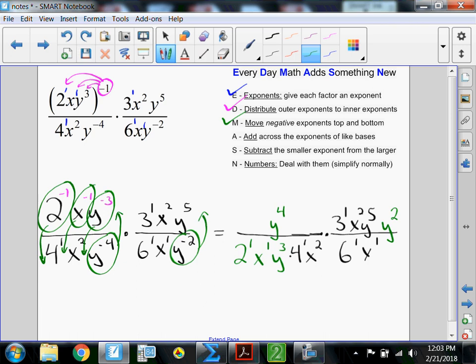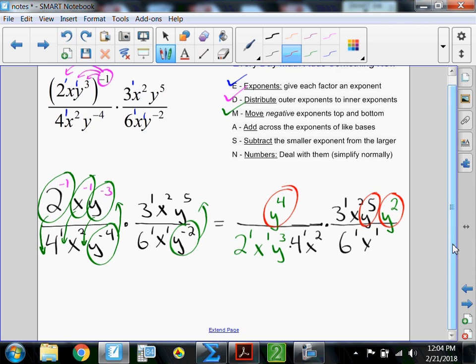Now we're adding across exponents of like bases. This multiplication sign in the middle tells me that I'm actually multiplying two fractions. When you multiply two fractions, you multiply across the top, or the numerator, and you multiply all the factors on the bottom, or the denominator. So I'm going to multiply across the y to the fourth, y to the square, y to the fifth is going to give me 4 plus 5 plus 2, which is 11. So y to the 11th.